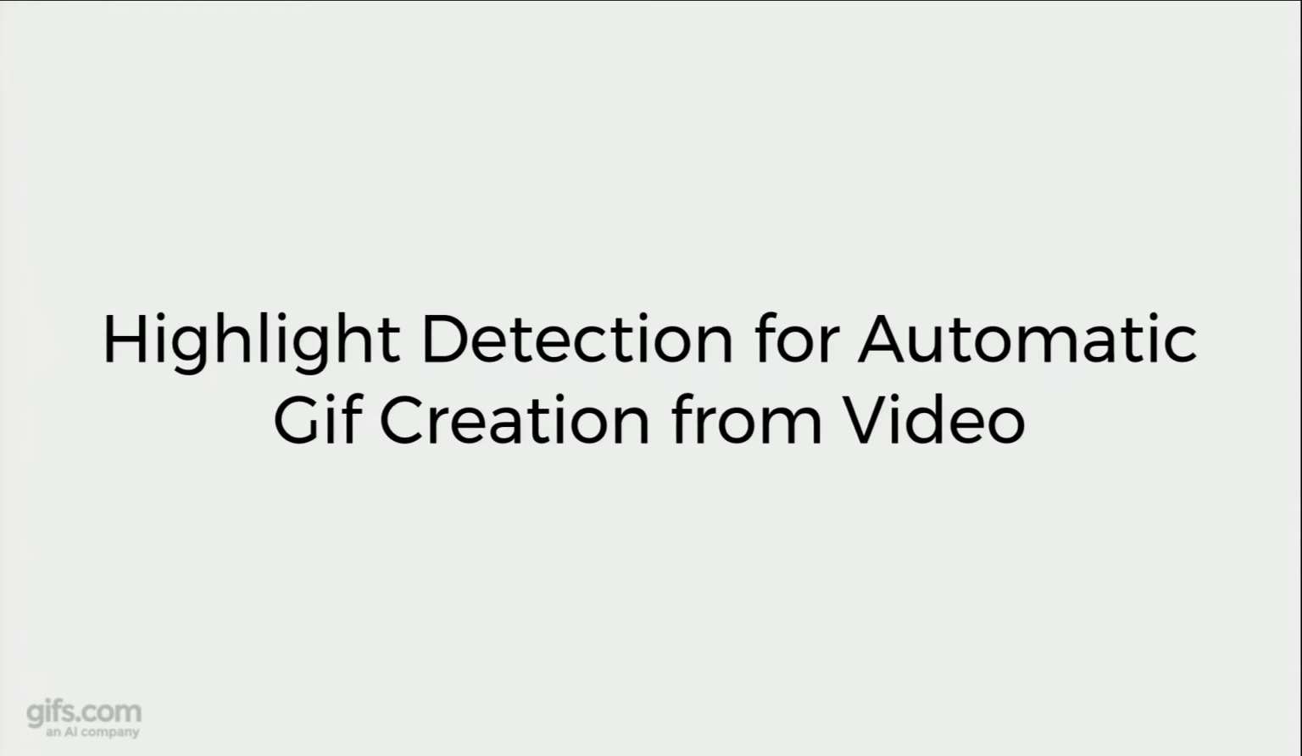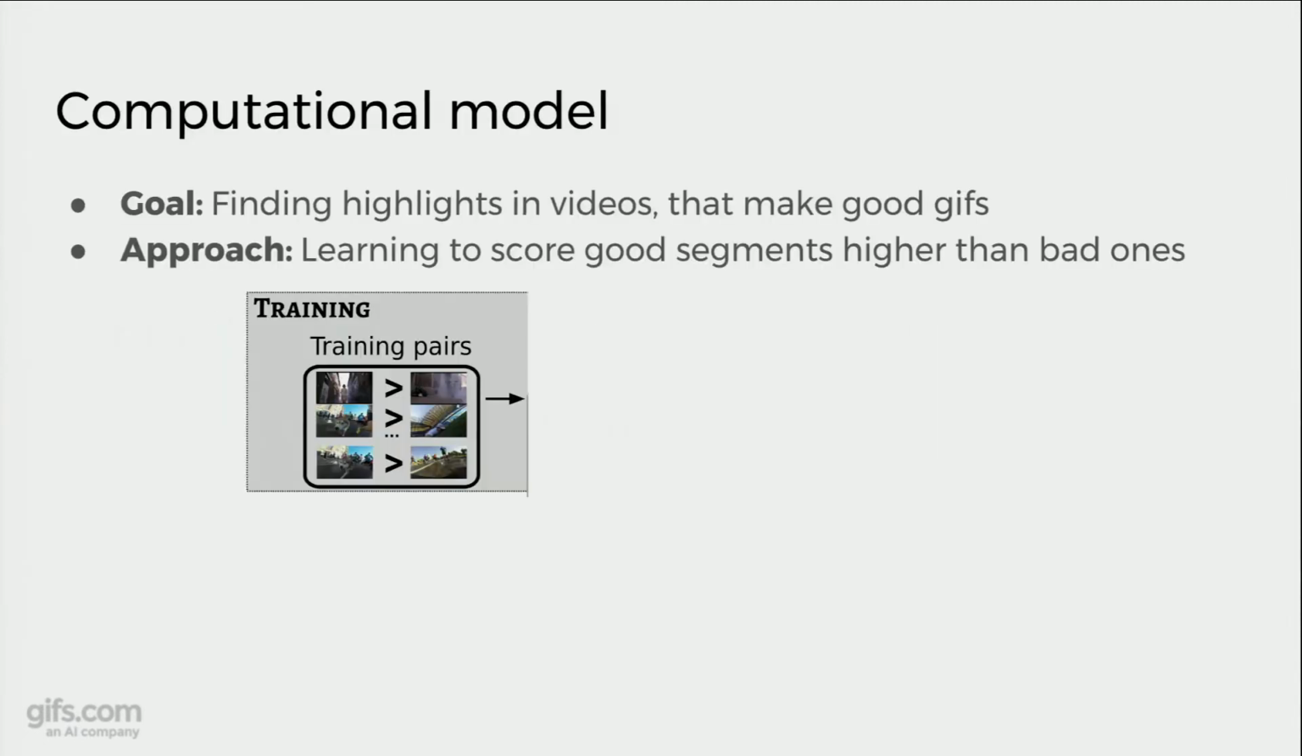Okay, well, finally, now we have a good system for recognition, and we have a good shot detection system. And what we did is we put these together to automatically detect highlights in videos. With highlights here, I mean basically shots that would make good GIFs, that would look good as a GIF. The approach we use is a rank formulation. So we learn to score good shots higher than bad ones. And you see some example here.